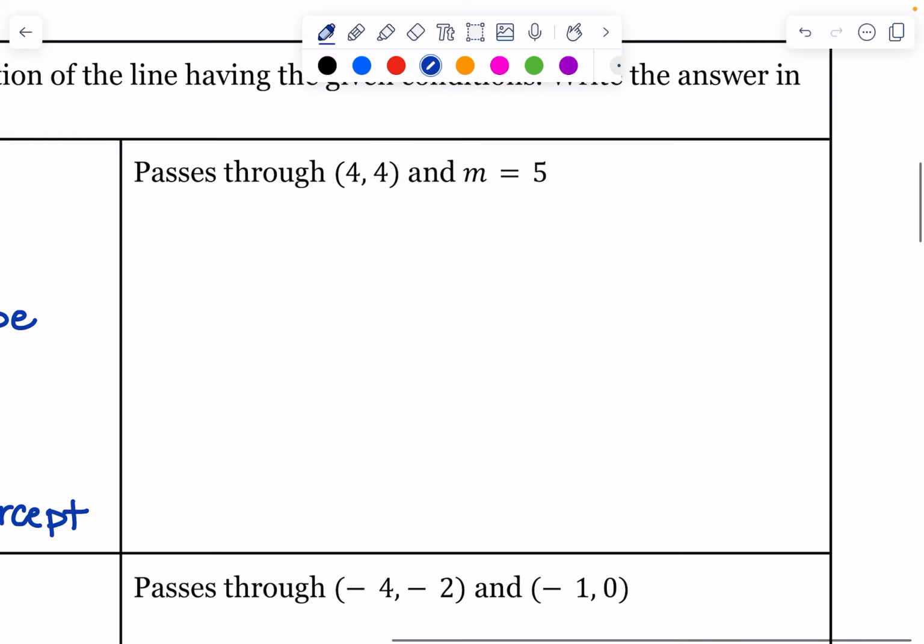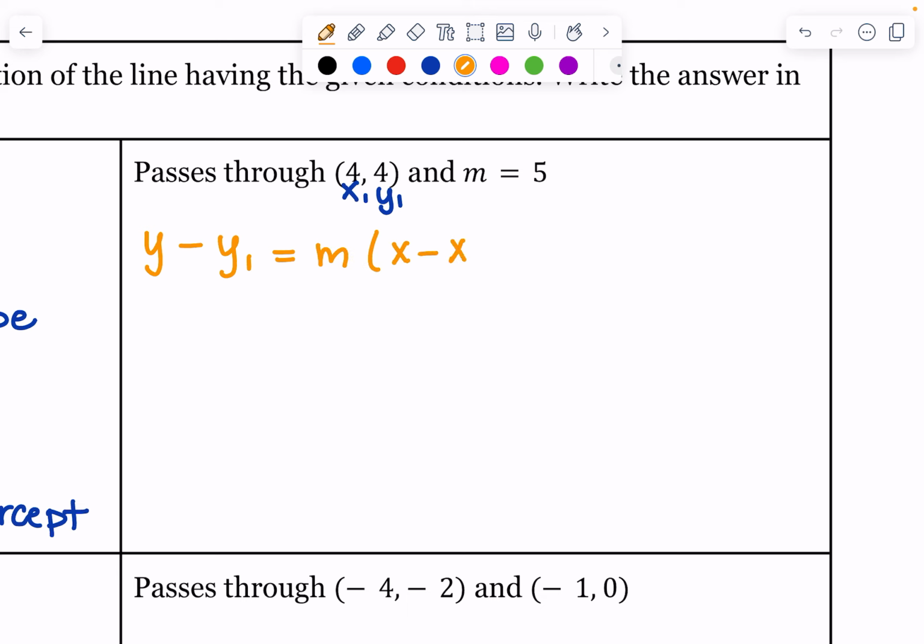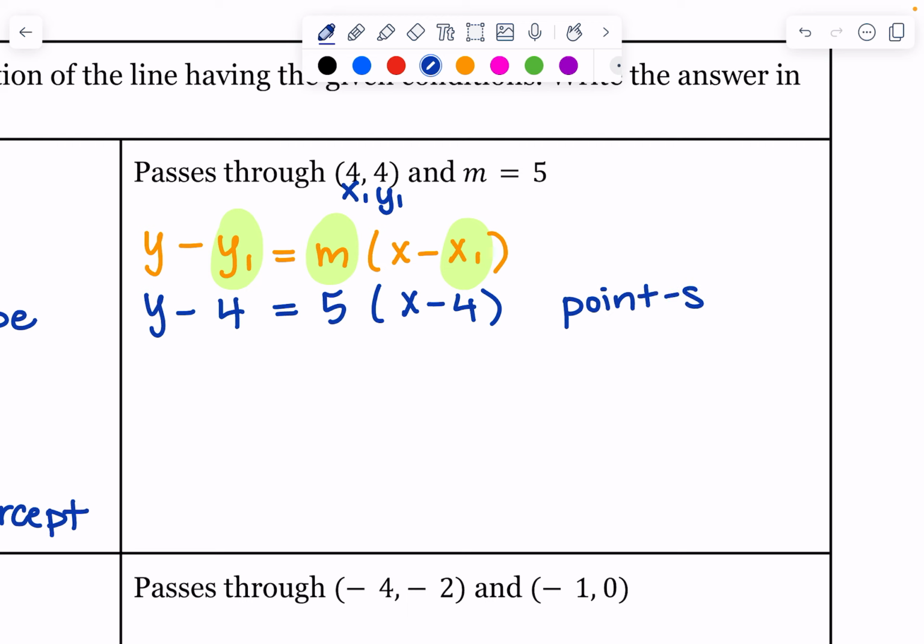All right, next problem, it says passes through 4, 4, and the slope is 5. So let's label this first, x1, y1, and they gave us m. So my formula for point slope form would be y minus y1 equals m times x minus x1. Again, I'm going to plug in for y1, m, and x1. And when I do that, I'm going to have y minus 4, luckily they're both 4, equals 5 times x minus 4. And this would be my point slope. So if the problem asks for point slope, you could stop there.